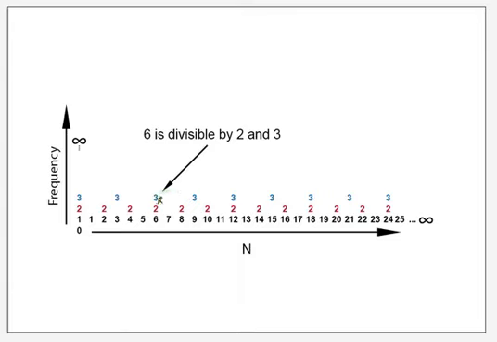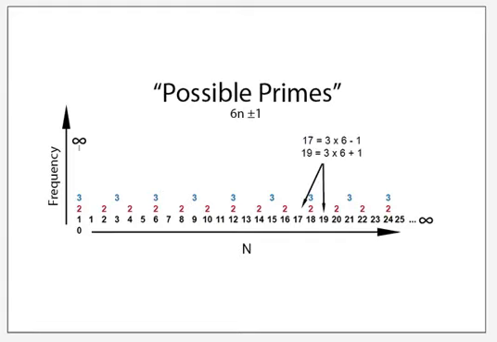Six is divisible by 2 and 3. 5 and 7, left and right. Those are prime numbers. I'm not trying to tell you that any number left and right of a multiple of 6 is a prime number, because that's not necessarily the case. 25 is not a prime number, but it's to the right of a multiple of 6. All we're going to say here is that these are possible primes.